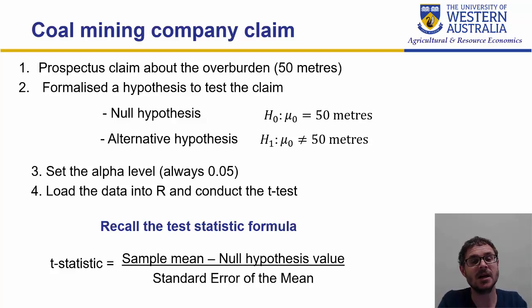We loaded the data into R. And just look at the test statistic formula here. We had the sample mean, so that was the thing given from our data, minus the null hypothesis value, divided by the standard error of the mean. So this is a pretty standard formula for looking at a number of tests. Okay, so there was our t-test statistic.